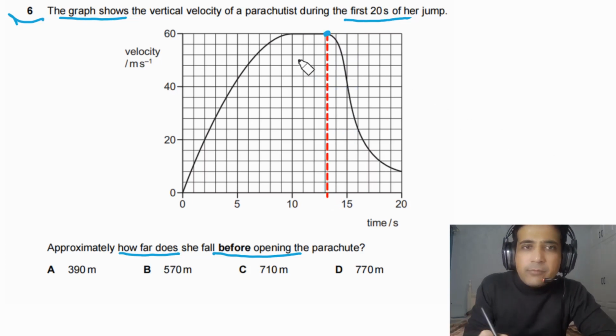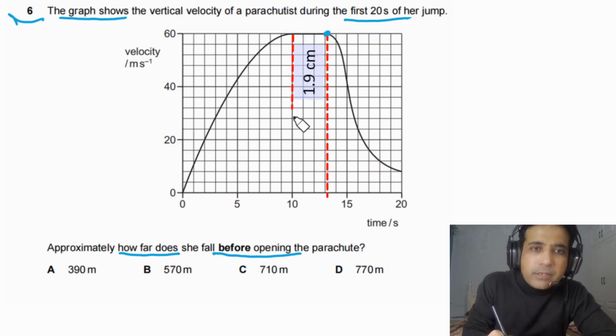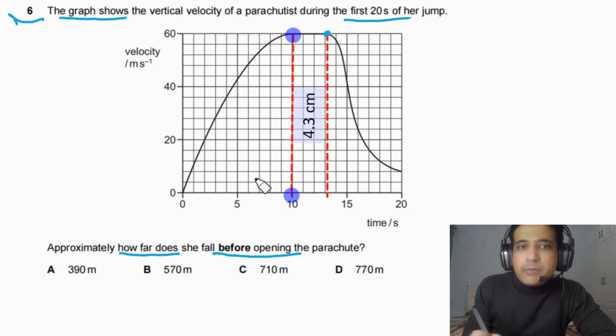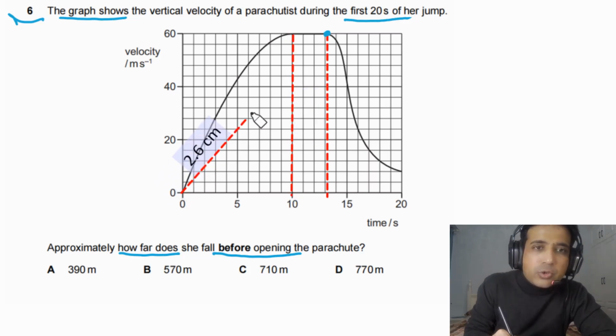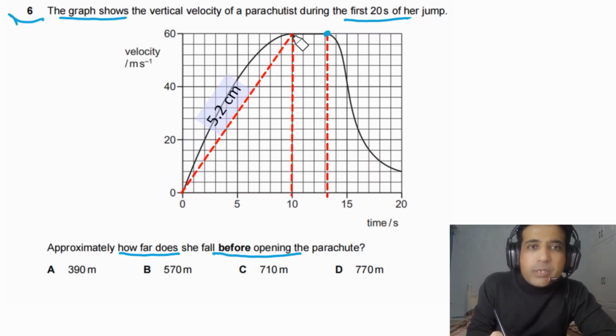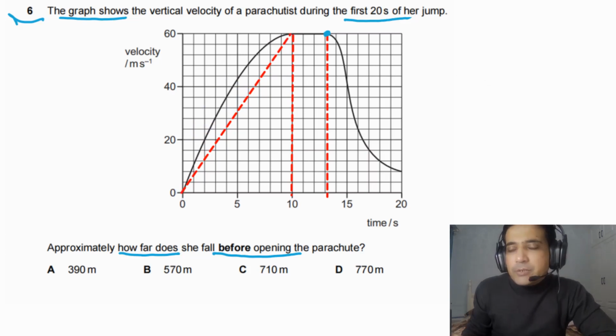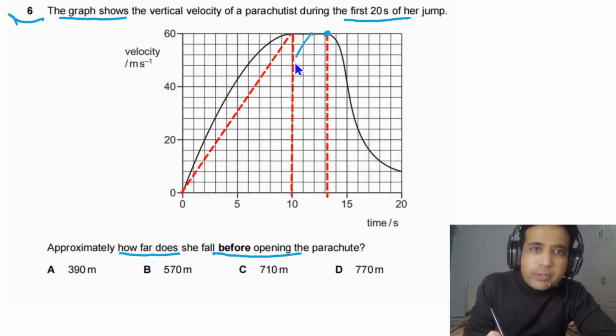This area we need to figure out, and we can simply divide it into two parts. One part we can draw as a rectangle, and we can also draw a triangle. So this is the triangle. Now we need to calculate this area. So first of all, we will try to figure out this area.